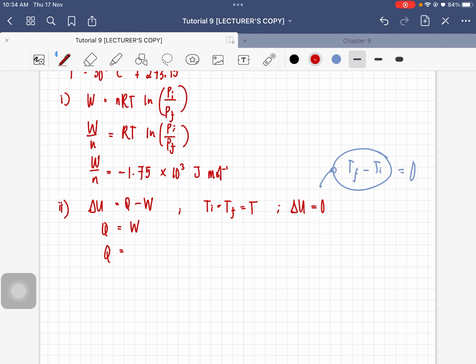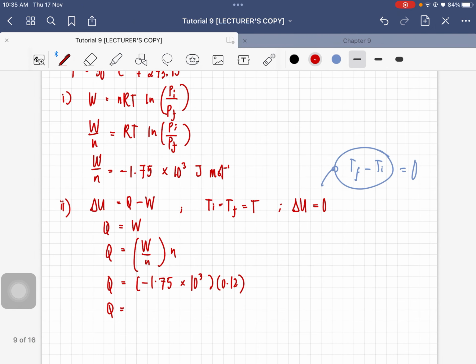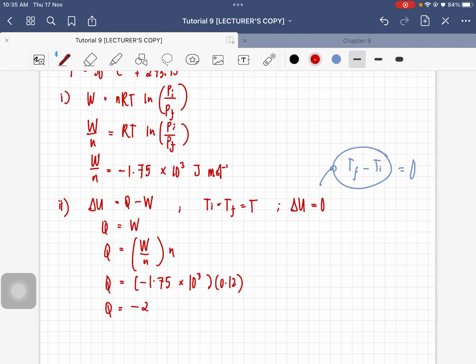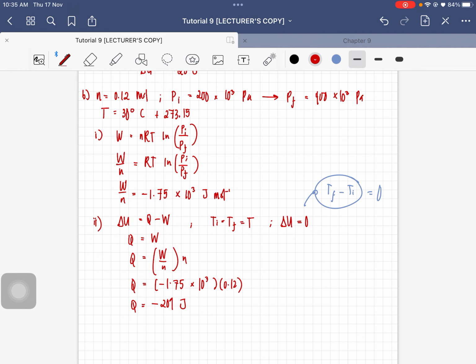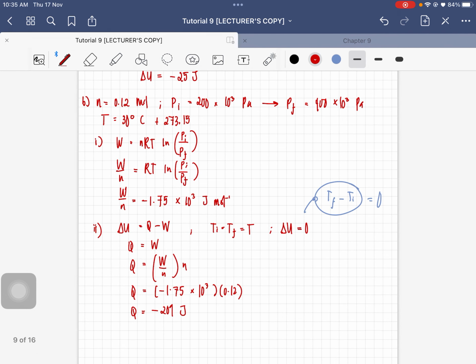Since our work done kita ada W over n saja, we have to multiply with n supaya kita dapat work done saja. Okay, so maksudnya this will be negative 1.75 times 10 to the power of 3 times with the number of moles, so you get the heat transferred equal to negative 209 joules. Okay, alright, so that is on question number 7.